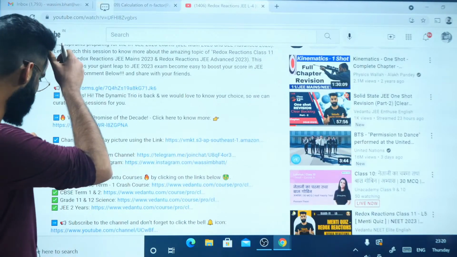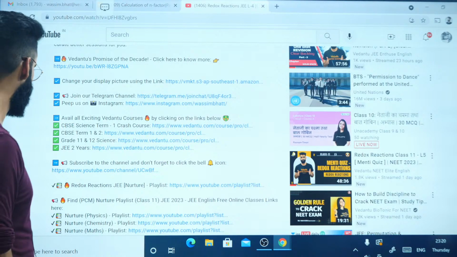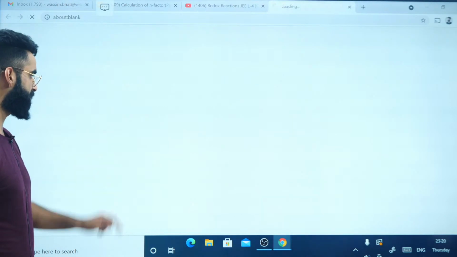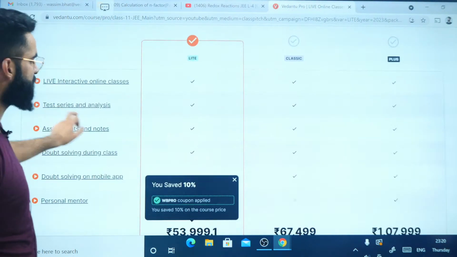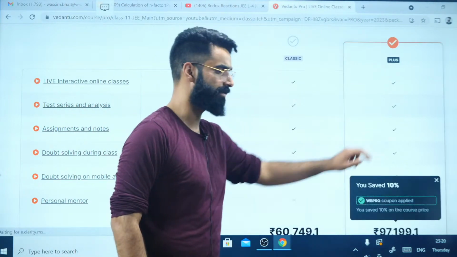I think that link is missing over here. Is that? No. No, guys, have a look. This is JEE 2 years, right? Okay, this one is the link. You need to click on any one of these plans. If you're going to take the light plan, click on this. If you're going for classic, click on this. If you're going for plus, click on this, right?